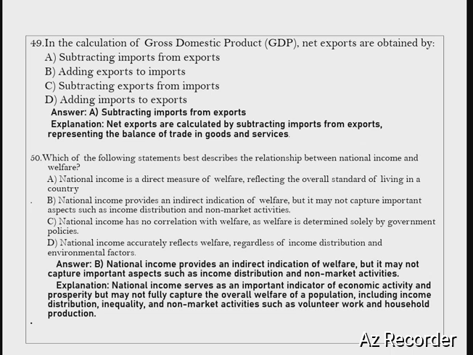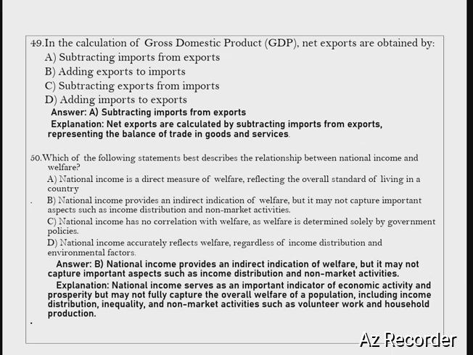And the last question: which of the following statements best describes the relationship between national income and welfare? Option A. National income is a direct measure of welfare, reflecting the overall standard of living in a country. Option B. National income provides an indirect indication of welfare, but it may not capture important aspects such as income distribution and non-market activities. Option C. National income has no correlation with welfare, as welfare is determined by government policies. Option D. National income accurately reflects welfare regardless of income distribution and environmental factors.